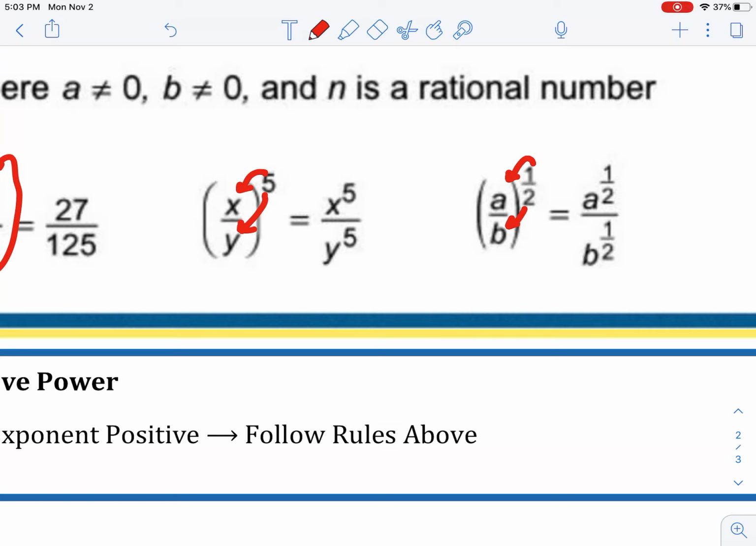Now, I'm not going to give you any fractions in any kind of quiz or test, or even on your homework, but you really could do it with fractions too. You could do a to the 1/2 power over b to the 1/2 power. Looks really strange, right? That looks really strange, but that would be exactly what you should do.